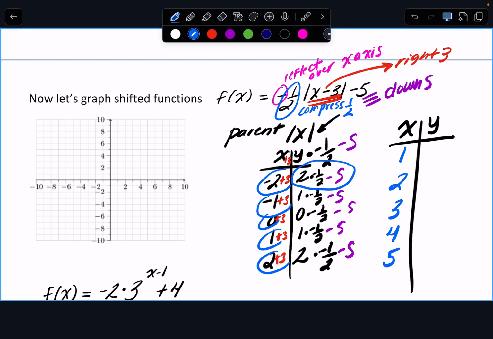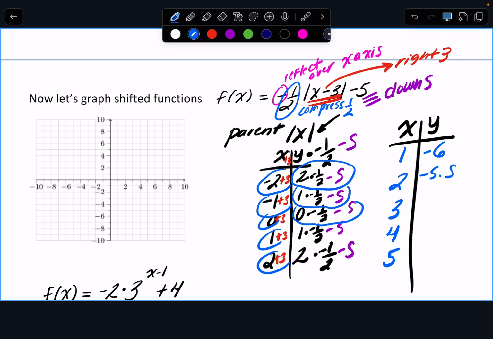2 times negative a half minus 5. If you couldn't get it right in your head, you would do it in your calculator. 2 times negative a half is negative 1 minus 5 is negative 6. 1 times negative a half is negative a half. Do you guys agree? Minus 5. So wouldn't that be negative 5.5? Or am I nuts? Yeah.